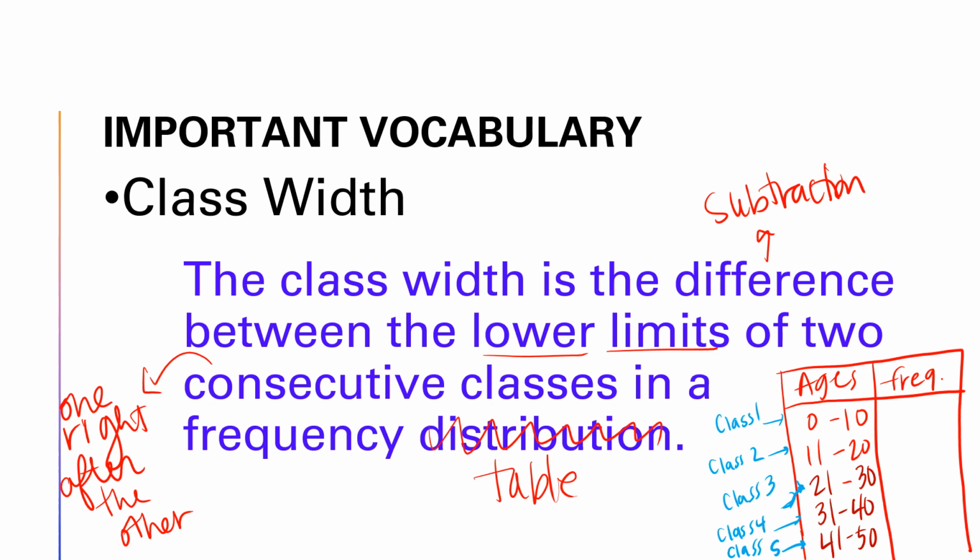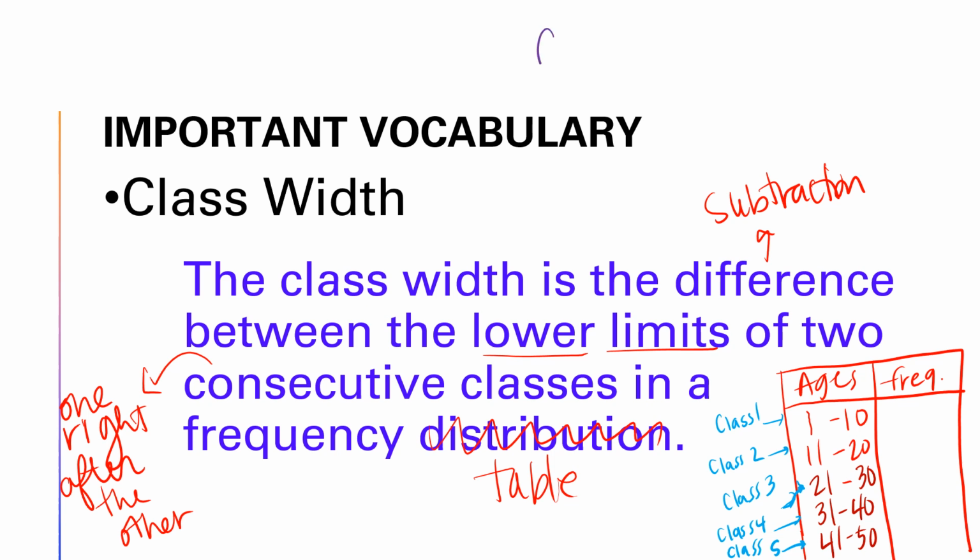If we're talking about the lower limits of two consecutive classes, this is the lower limit, this is the upper limit. The difference between the lower limits of two consecutive classes, always do bigger minus smaller. So we're going to do 11 minus 0. You know what? I've made a little mistake here. I should have labeled this 1 instead of 0, because otherwise it throws the rest of this off. You'll see why in just a minute.